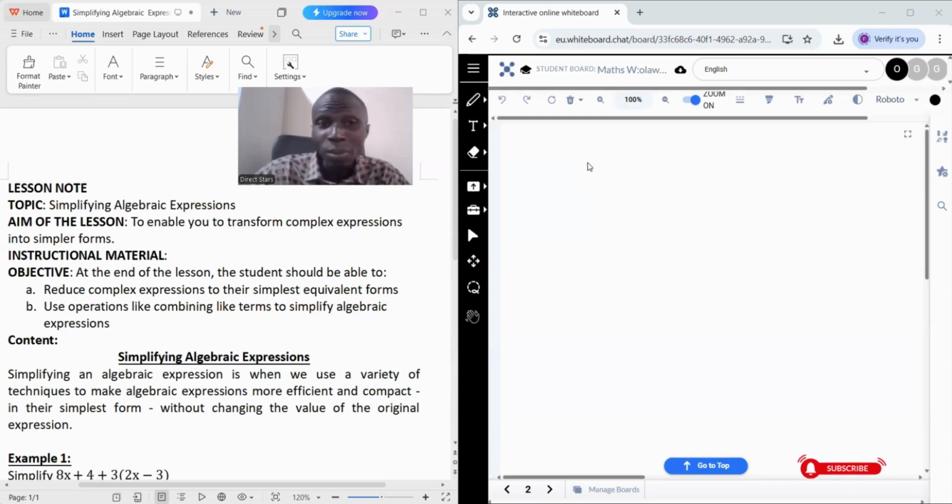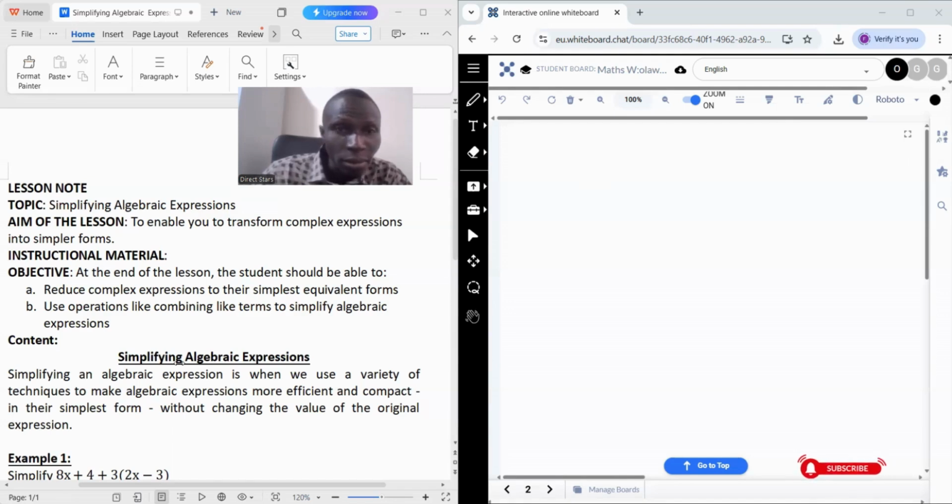So what do we mean to simplify in mathematics? Simplify means to make simple. So simplifying an algebraic expression is when we use a variety of techniques to make algebraic expressions more efficient and compact, or to put it in their simplest form, without changing the value of the original expressions. So in this topic, we'll be looking at 3 examples on how to simplify algebraic expressions.